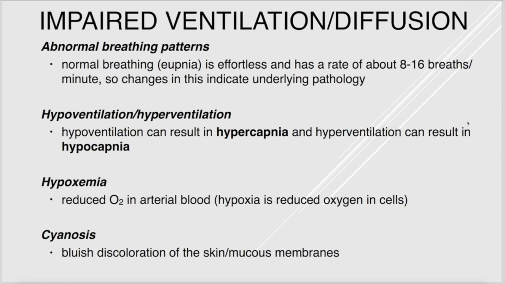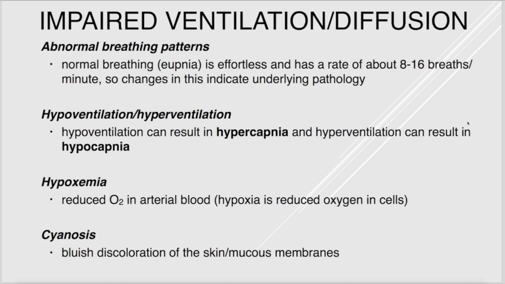So some topics with impaired ventilation: abnormal breathing patterns. Normal breathing is known as eupnea, which is around 8 to 16 breaths per minute. And obviously changes could possibly indicate something's going on. Hypoventilation results in hypercapnia, which is too much CO2 in the blood. And then hyperventilation results in hypocapnia, too little CO2 in the blood. Which makes sense because if you're hypoventilating, you are keeping too much CO2, and therefore pH is going to drop with that increase in CO2, and vice versa for hyperventilation.